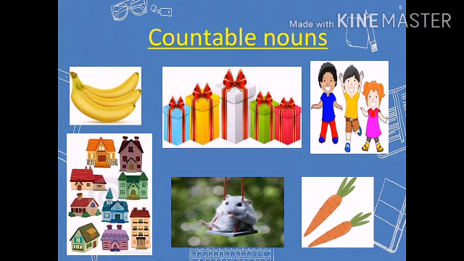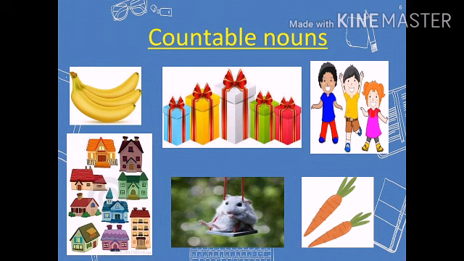See, these are some of the examples for countable nouns. See the first picture. How many bananas are there? There are 3 bananas. Are you able to form the singular of that? What is it? Very good. A banana. So, the singular is a banana and the plural you can form as 3 bananas.